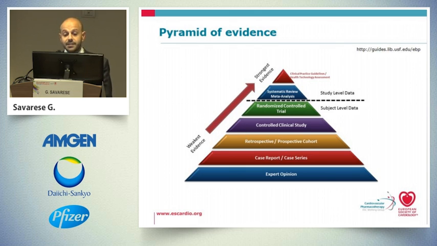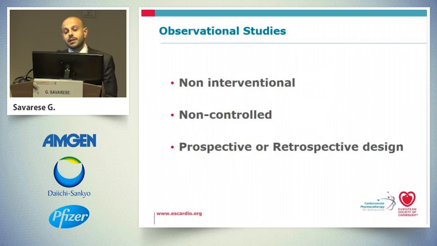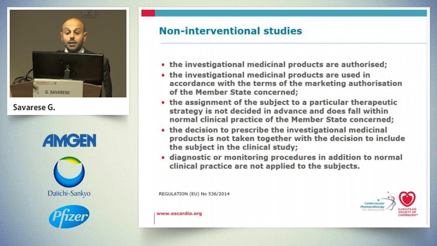Different type of studies, different quality of evidence. As soon as we go from an expert opinion, case report, prospective cohort, controlled clinical study, to randomized control trials, to systematic review, we increase the level of the evidence. Observational studies are not interventional, are not controlled, and they can have a prospective or retrospective design. These are the main characteristics of observational studies, so let's see what this means.